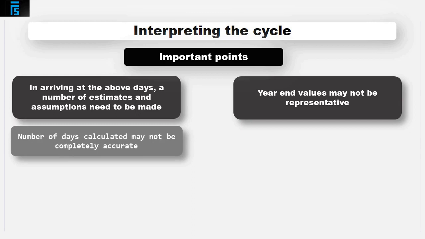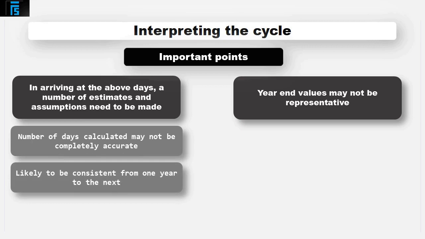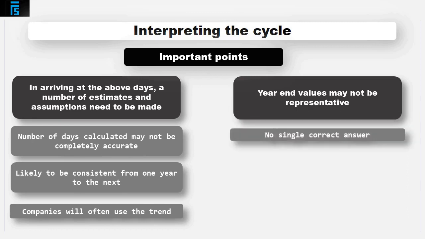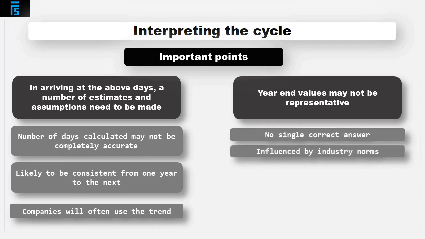Having said that, unless there is a dramatic change in the way the company operates, they are likely to be consistent from one year to the next. Accordingly, whilst the number may not be totally reliable, the trend should be, and so companies will often use the trend or movement in the days to assess the impact of control actions taken. There is no single correct answer as to what the various days should equate to. However, they are likely to be influenced by industry norms.